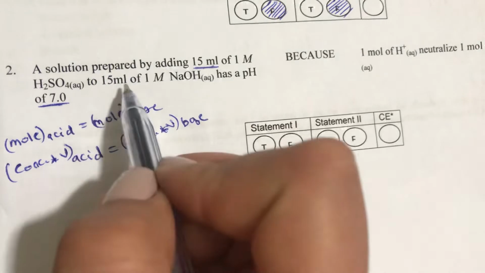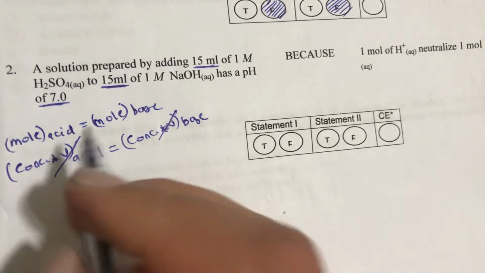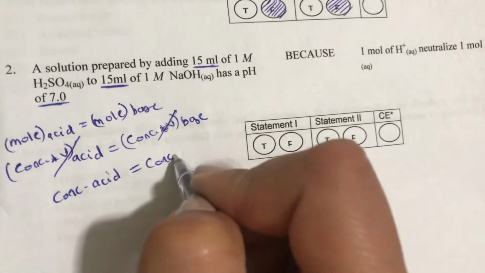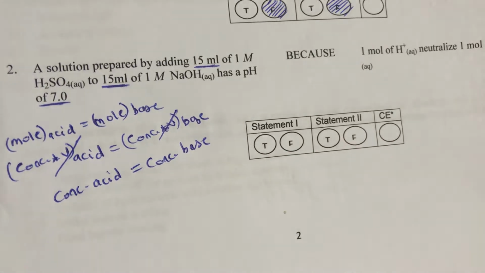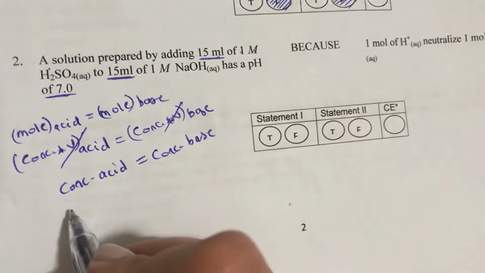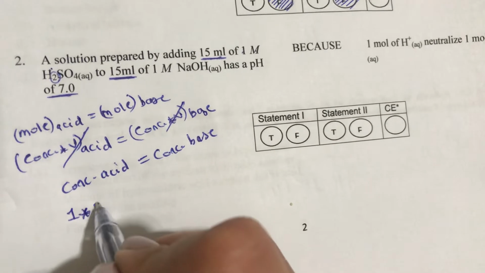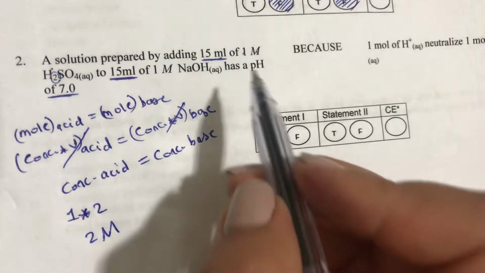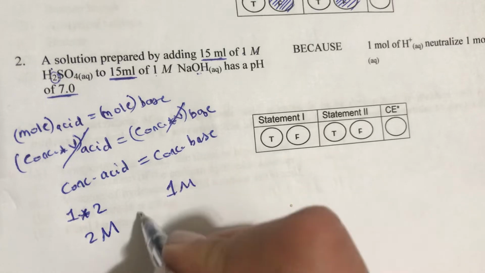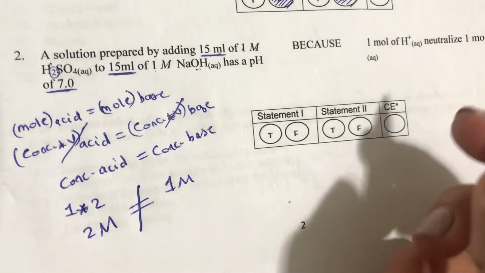Here 15 ml of acid, 15 ml of base. So concentration of acid must be equal to concentration of base. So here the concentration of acid 1 times 2, which is equal to 2 molar. The concentration of base equal 1 molar, not equal to each other, so the pH not equal to 7. False.